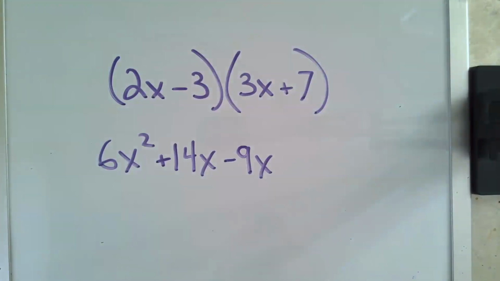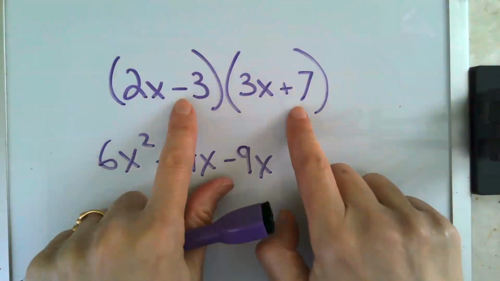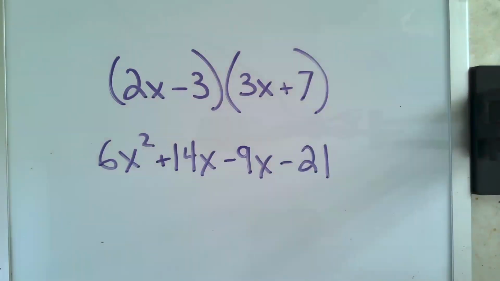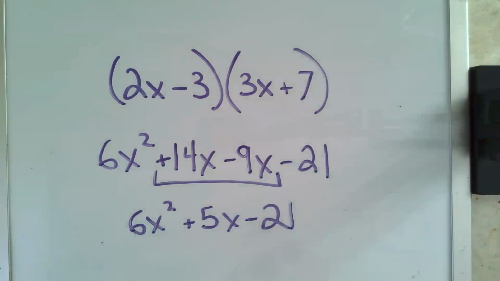And finally, lasts, the last in each parentheses set, -3 times +7 gets us -21. Excellent. Combine like terms, +14x minus 9x leaves us with 6x squared plus 5x minus 21, and you are now an expert at foiling.